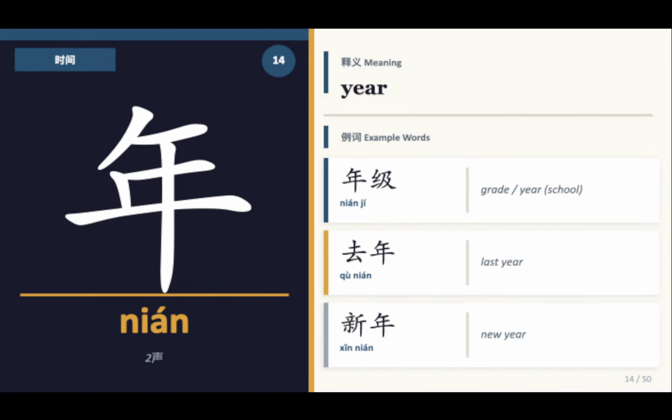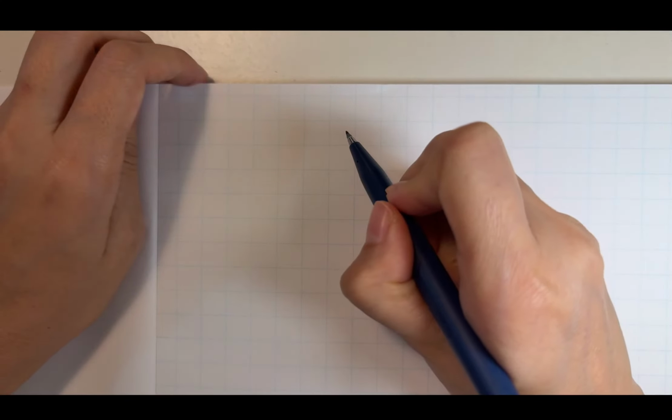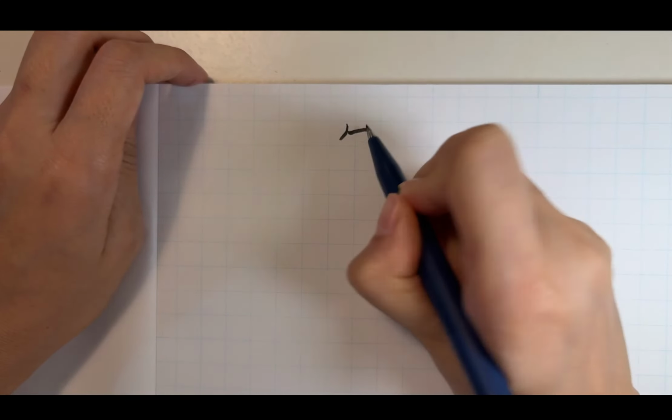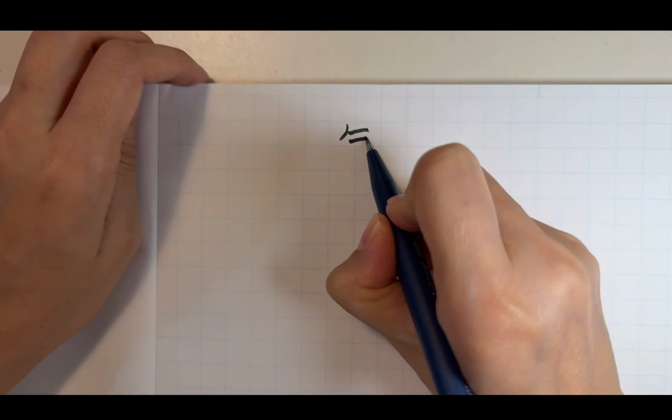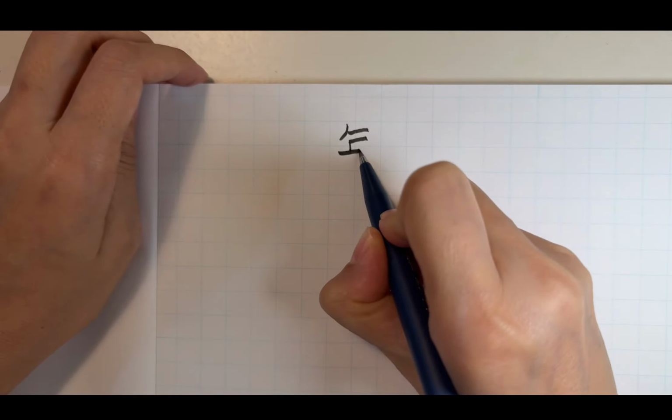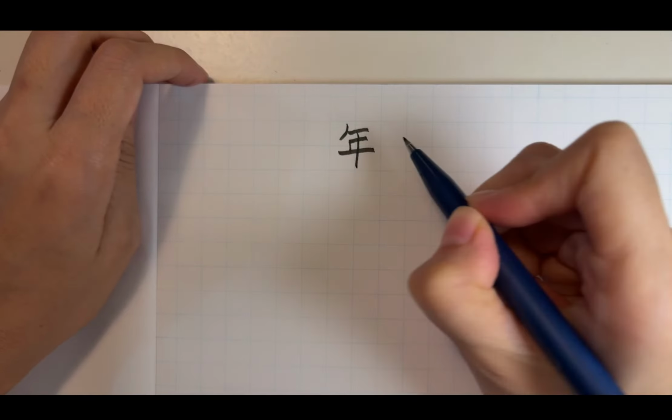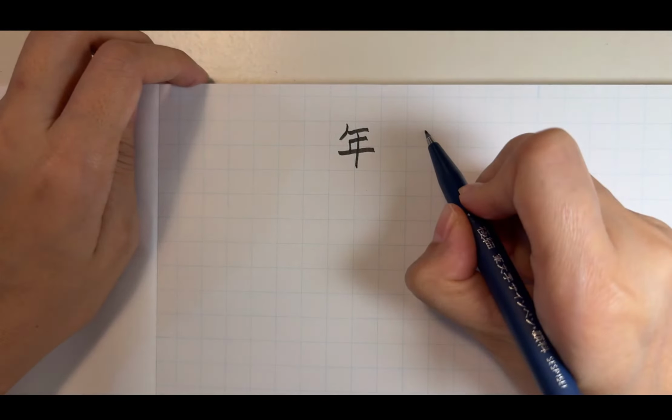Okay, so for the year, we have 年级 is grade, or year. 去年 is last year. 新年 is new year. Okay, so let's see how to write the 年. Nian. We start from the top. And 1 stroke, 2 stroke. And the last one is the 竖. That is the 年.